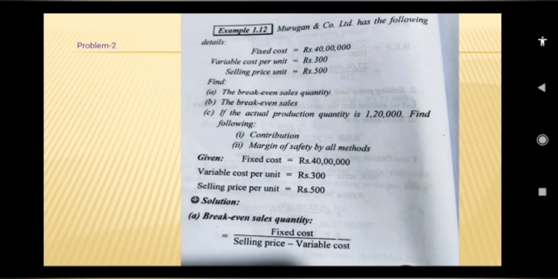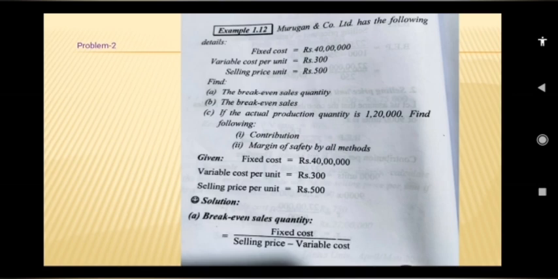Problem 2. Murugan and Co. Limited has the following details. Fixed cost is rupees 40 lakhs, variable cost per unit 300, selling price per unit 500. Find the break even sales quantity and break even sales if the actual production quantity is 1,20,000. Find the contribution and margin of safety by all methods. Given fixed cost is rupees 40 lakhs, variable cost per unit 300, selling price per unit rupees 500.